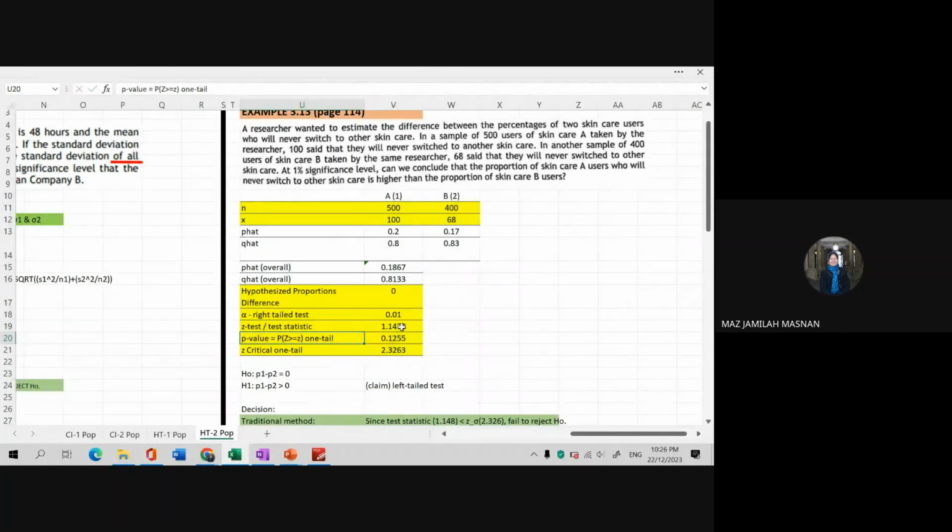So from the calculation, you can find the test statistic is 1.1478. The p-value, since this is a one-tail test located at the right tail, the test statistic is a positive value, and based on the test statistic, you can find the p-value. So the p-value is given by 0.1255, and the critical value for one tail.